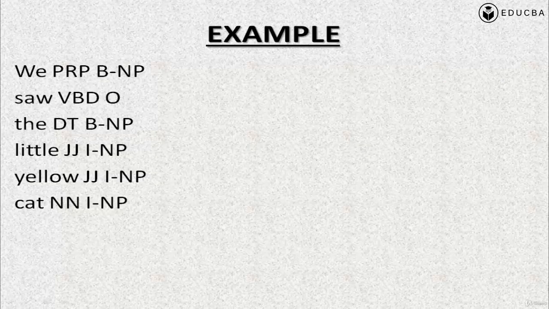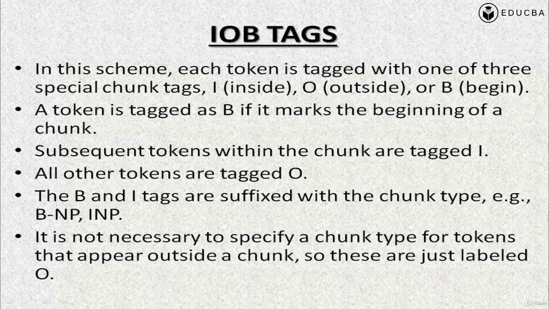This is your example, in which we have the sentence, we saw the little yellow cat. Now see, we is actually PRP. After this we have the tag B. B denotes the beginning, and that's why we have tag B, and then NP. NP is your noun phrase. Next there is saw, which is a simple verb, so we have VBD, and here we write O because we are not using it as a chunk.